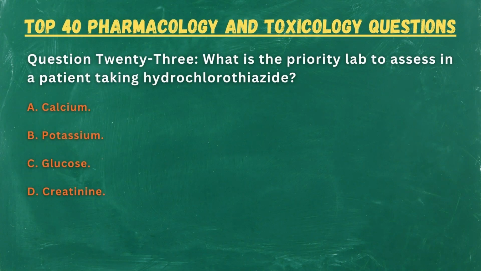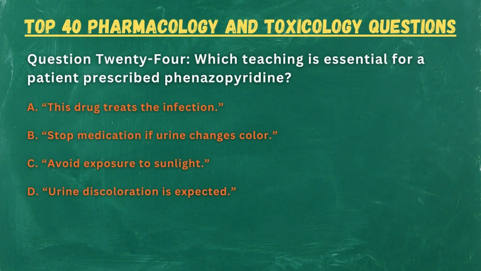Question 23. What is the priority lab to assess in a patient taking hydrochlorothiazide? A. Calcium. B. Potassium. C. Glucose. D. Creatinine. Answer: B. Potassium.